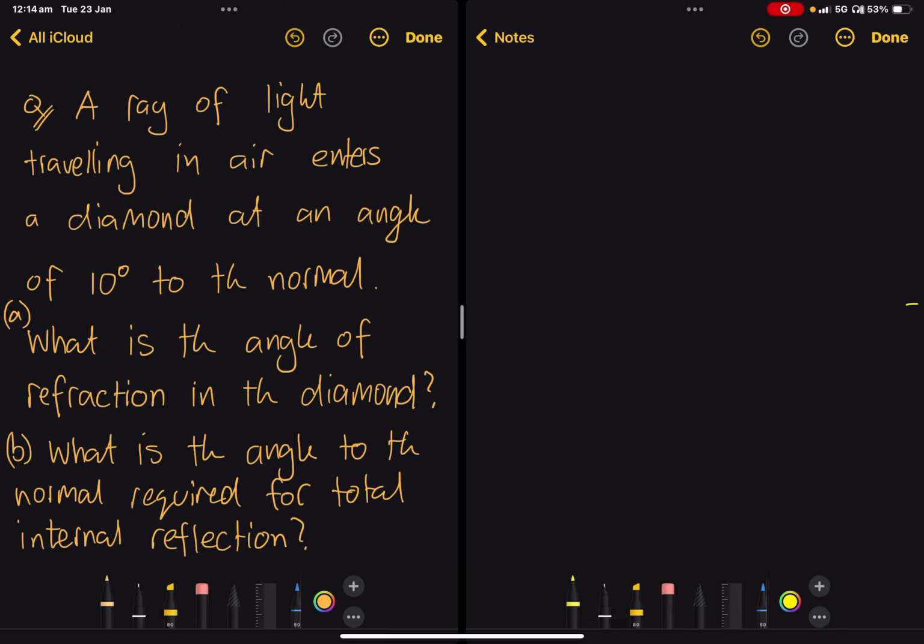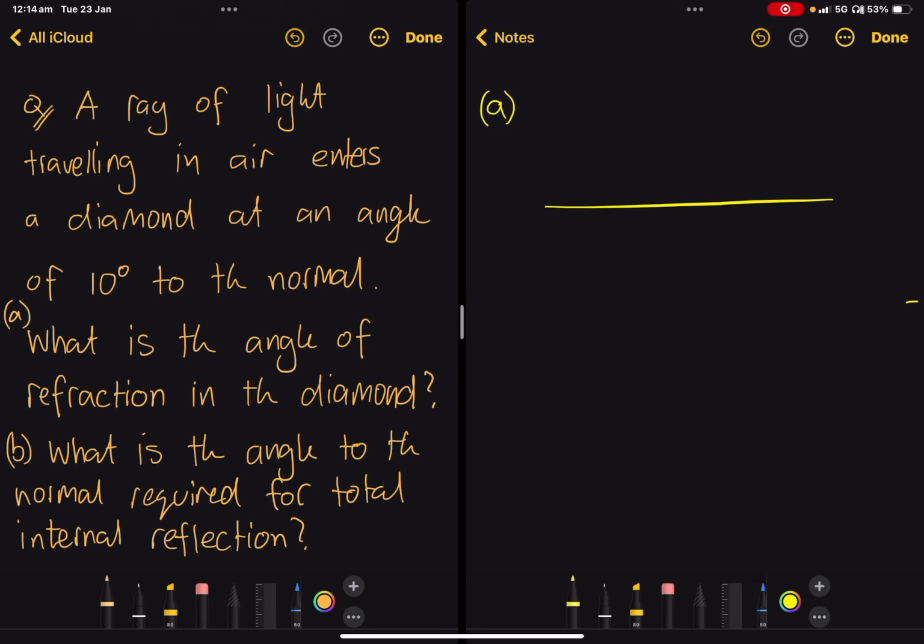So these questions are a little bit different. We'll start with A. We'll deal with A first, and then we'll define what is meant by total internal reflection, and then we'll work out what to do with B. So we'll draw a diagram here.